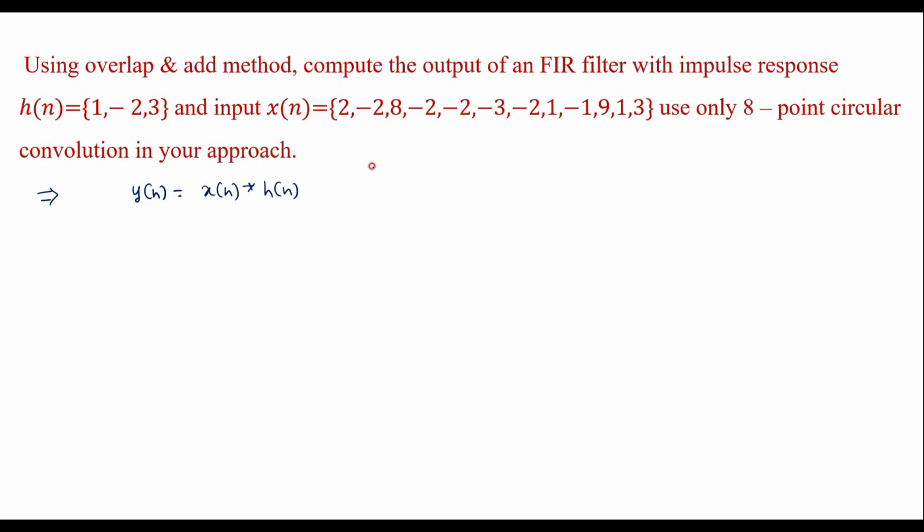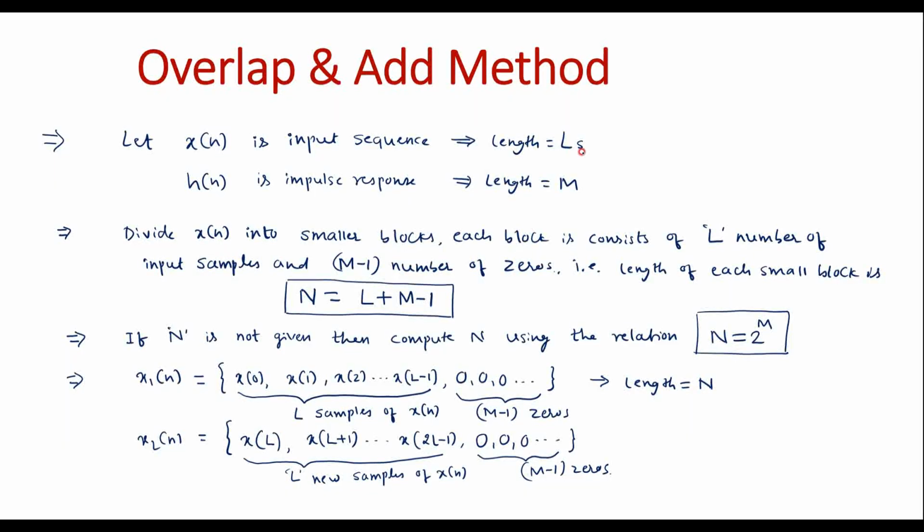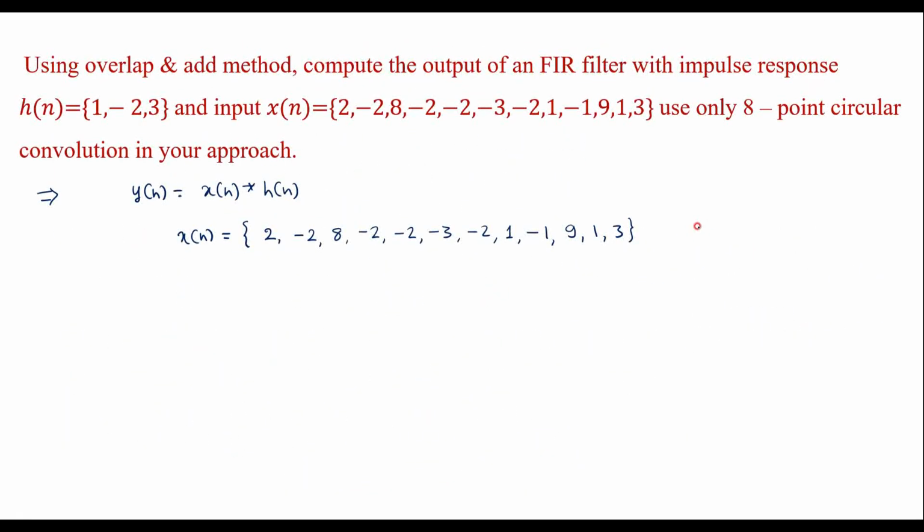So here I will explain all the steps of how to perform the linear convolution between two sequences using the overlap and add method. Here we can see that x of n sequence is given. The length of x of n is, say, Ls. Counting the samples, 1 2 3 4 5 6 7 8 9 10 11 12, that is Ls is equal to 12.